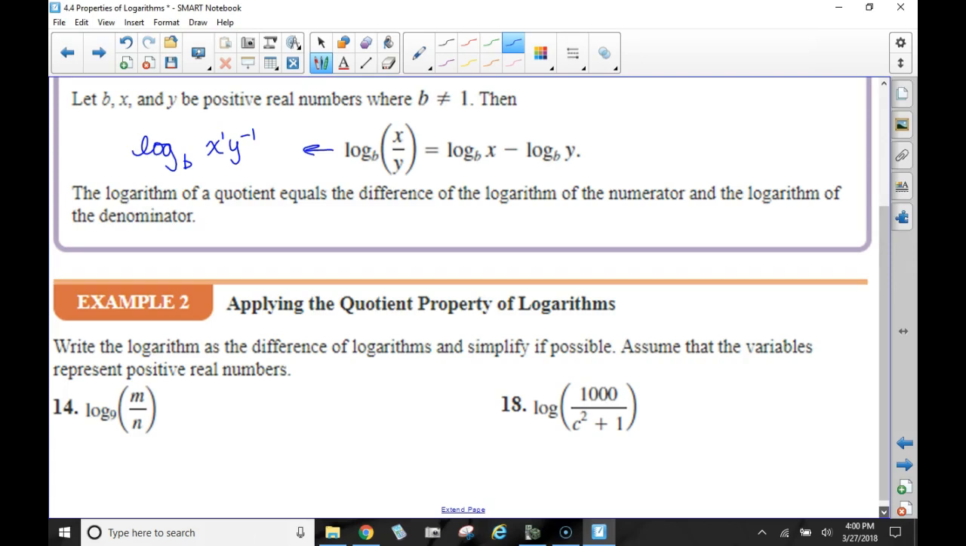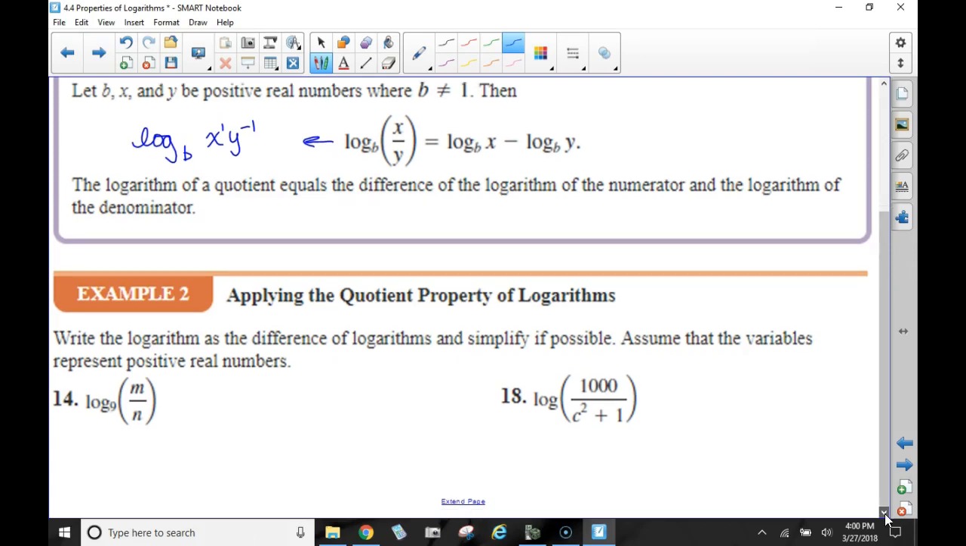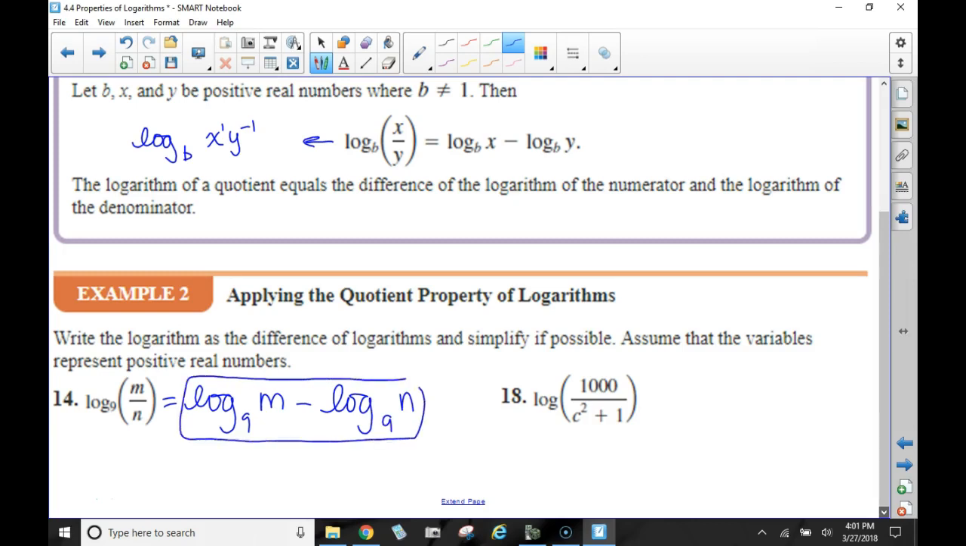And so on number 14, for example, the log of the argument m over n with base 9 can be rewritten as the log of the numerator m with base 9 minus the log of the denominator n with the same base 9. That's as good as that gets. We wrote the logarithm as a difference of logarithms, with the minus sign, and no simplifying on that one.